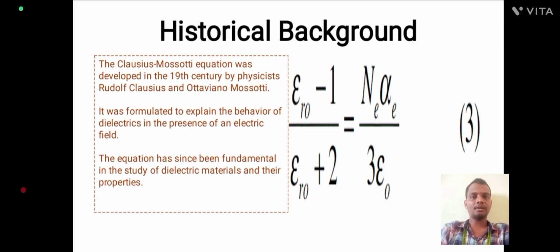Historical background. The Clausius-Mossotti equation was developed in the 19th century by physicists Rudolf Clausius and Ottaviano Mossotti. It was formulated to explain the behavior of dielectrics in the presence of an electric field. The equation has since been fundamental in the study of dielectric materials and their properties.